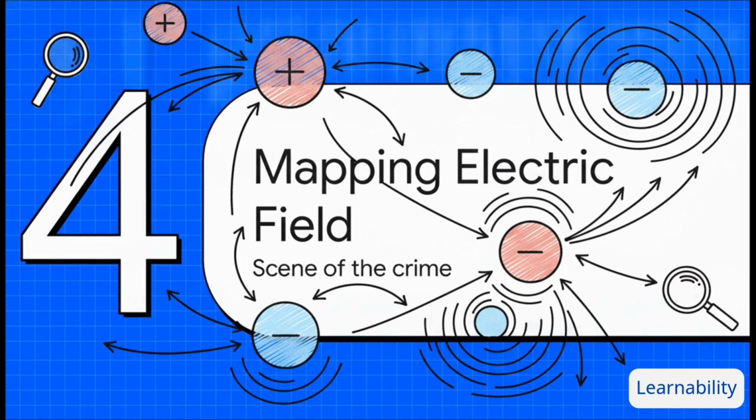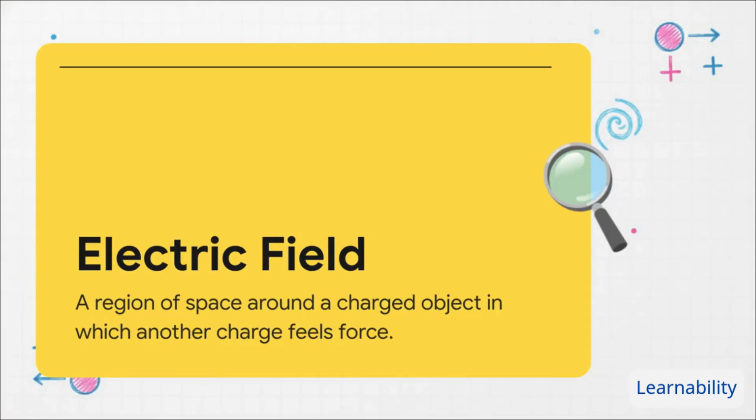That brings us to our grand finale, Section 4, where we map the scene of the crime where all of these invisible forces actually operate, mapping the electric field. An electric field is essentially an invisible web of influence. It's defined as a region of space surrounding any electrically charged particle or object.